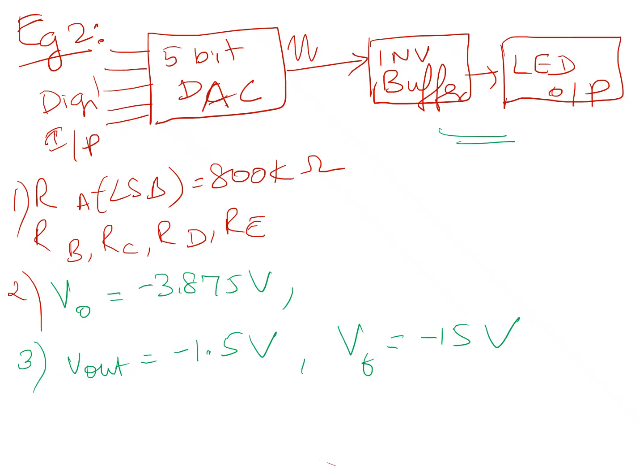This is the block diagram of the question. The first part of the question is RA is given. We need to find the values of other resistors. Then output voltage is given and we need to find out the input. For an output voltage of minus 1.5 and the forward voltage for the LED given, we need to find out the binary codes for their turn on and turn off. So we'll try to find the solution for all three parts of the question.